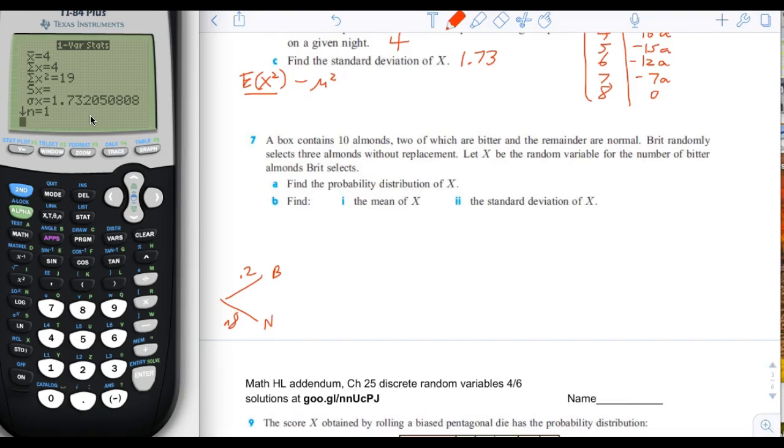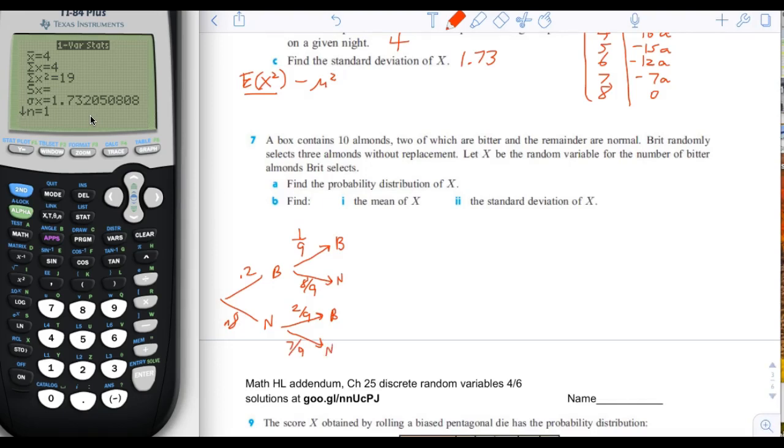And the second draw, since we had a 2 in 10 chance on the first try and we got a bitter, the second chance to get a bitter again, we only have a 1 in 9 chance. And to not get bitter, we have an 8 in 9 chance. And then if we chose a normal the first time, the chance to get a bitter is 2 in 9 because we still have 2 bitters. And then we have a 7 in 9 chance to get a normal.